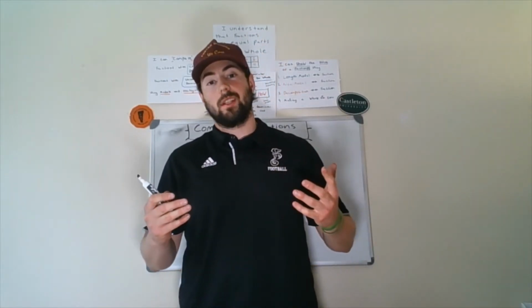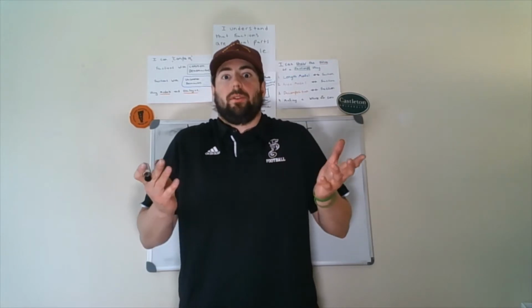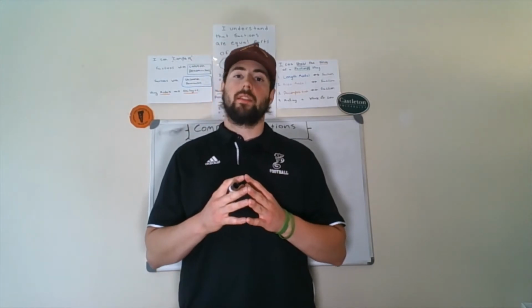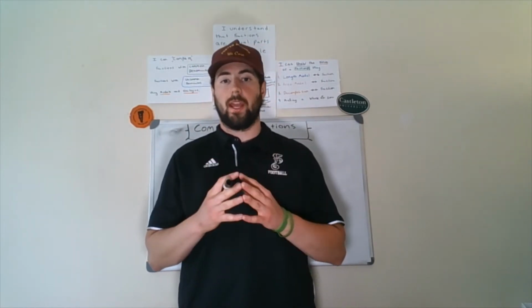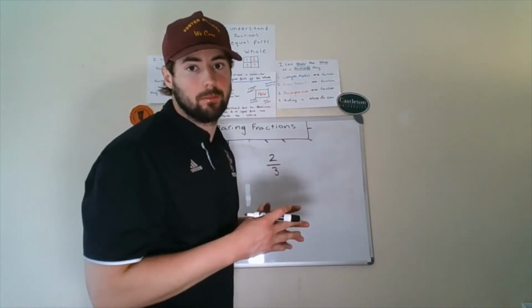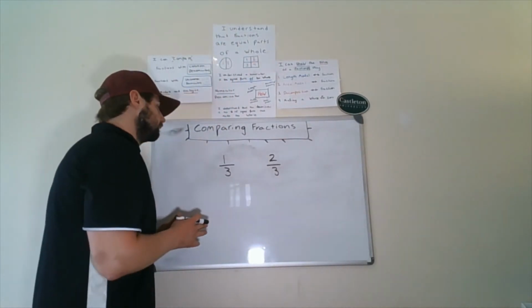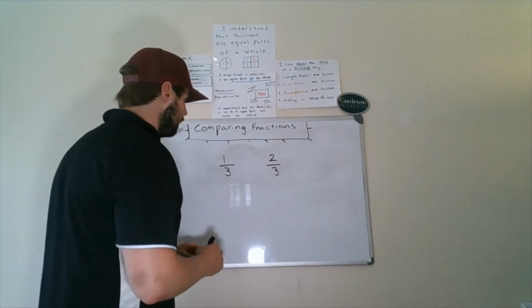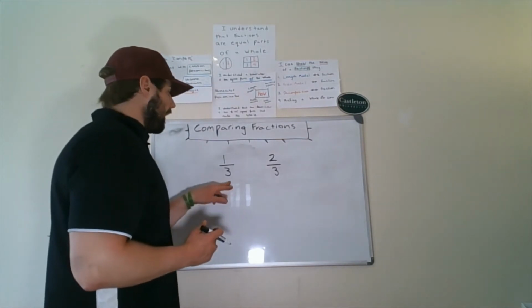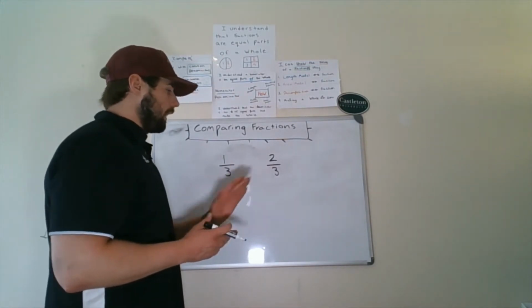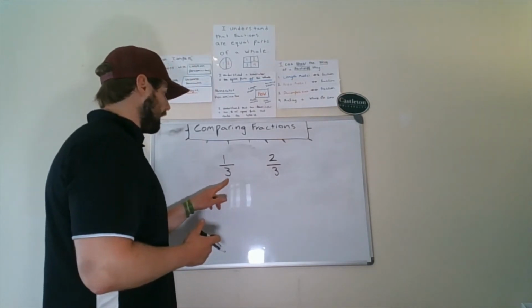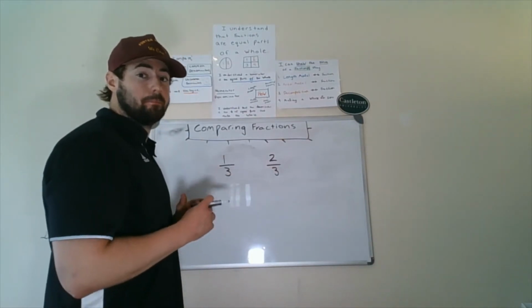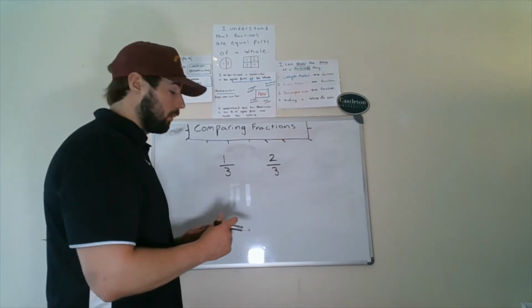So, you may not have magnet strips at your house. So, let's take a look at using that length model to help us understand when we're comparing fractions with common denominators, of course. Comparing 1/3 to 2/3 using the length model. We know right away, by looking at the fractions, we're comparing fractions that have the same denominator. So, they have the same parts that make the whole. That's very important to understand.